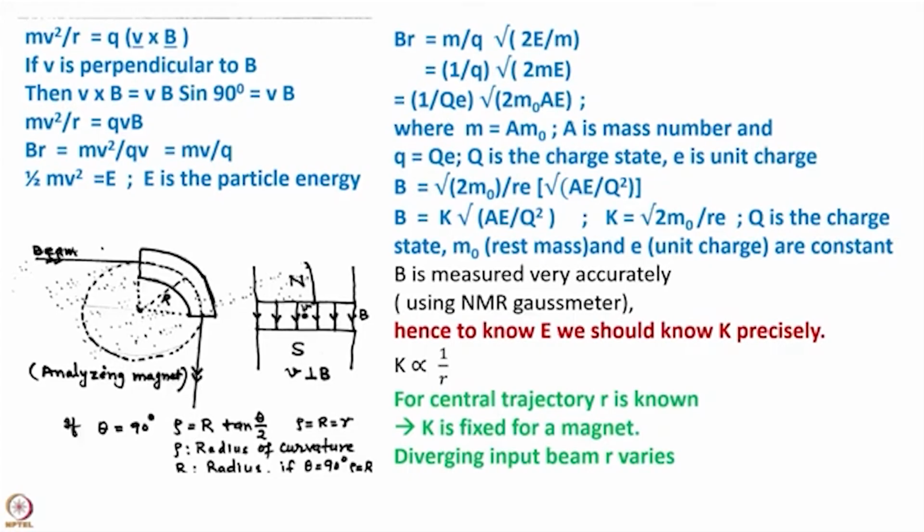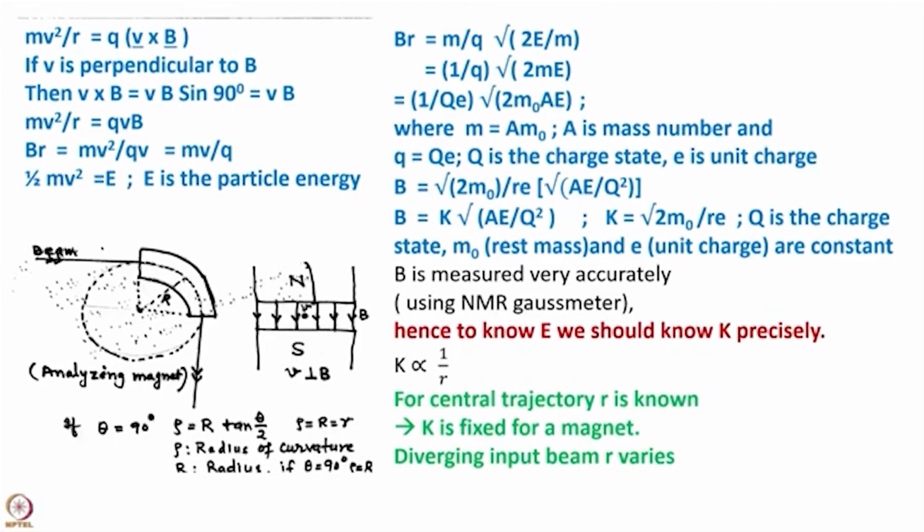So let's say the mass of the particle is A times M naught, where M naught is the rest mass. So the total mass, even at low energy, is A times that. Let's say it is oxygen. So the oxygen mass will be 16 times the mass of the proton, roughly. So if we write this, then this Br becomes 1 by Q.